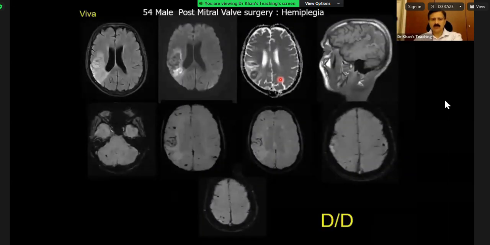This is another case in which there was a post-mitral valve surgery. And with that, you can see these microhemorrhages. So these are septic emboli. These microhemorrhages are low in signal intensity on the SWI sequence.